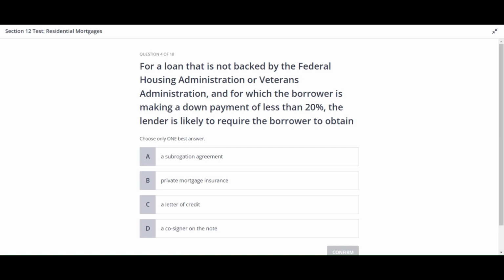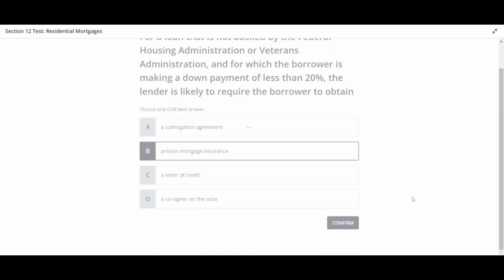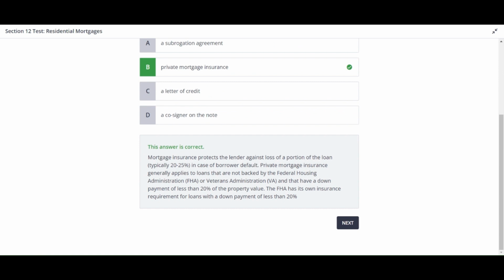Okay, let's reveal the correct answer together now. So the correct answer is B. Private mortgage insurance. Let's look at the explanation now. Mortgage insurance protects the lender against loss of a portion of the loan, typically 20 to 25%, in case of borrower default. Private mortgage insurance generally applies to loans that are not backed by the Federal Housing Administration, FHA, or Veterans Administration, VA, and that have a down payment of less than 20% of the property value. The FHA has its own insurance requirement for loans with a down payment of less than 20%.